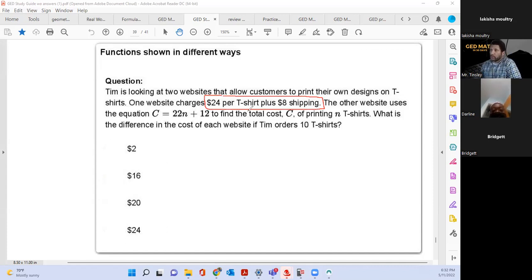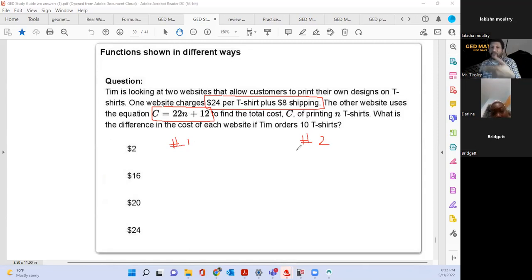Okay, so hold on. Let's find out what we're given first. We know the first website charges $24 per t-shirt plus $8 shipping. What else do we know? We know C equals 22N plus 12. So that's the second thing that we know. These are the 2 things we know. This is website number 1, and this is number 2. We're going to put number 1 on this side, number 2 on this side.